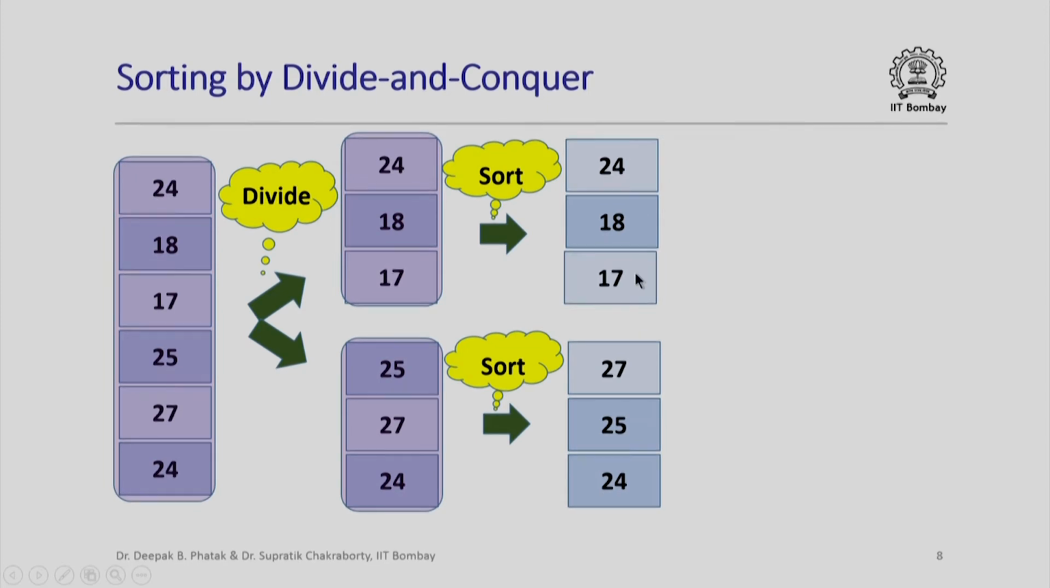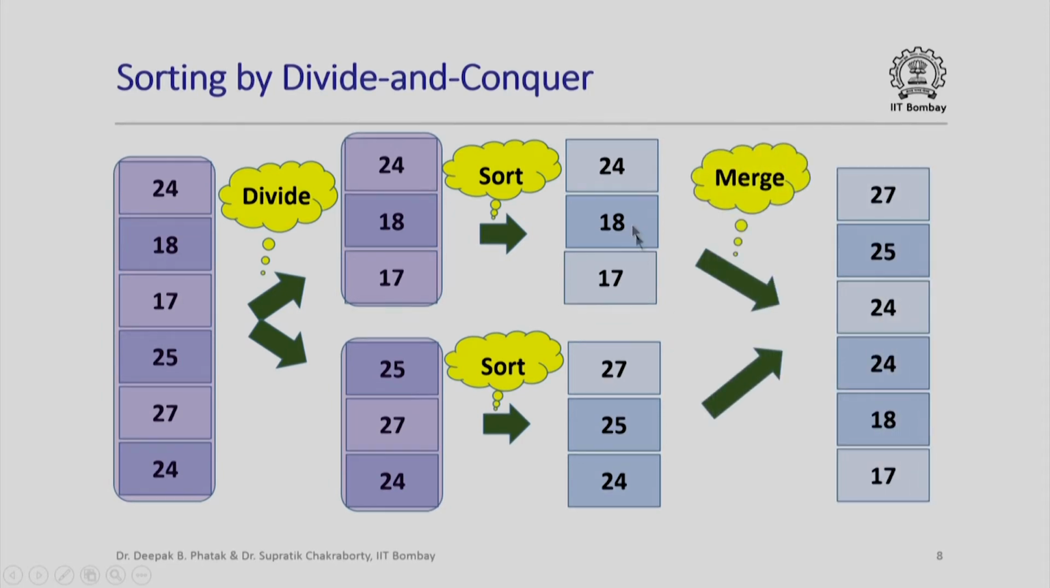Indeed, this is a sorted array of size 3, and this is a sorted array of size 3, but when I put them together, I may not get a sorted array of size 6. So I will have to do this additional step of combining these two results. We will call this merging two sorted subarrays to get one sorted array of size 6.